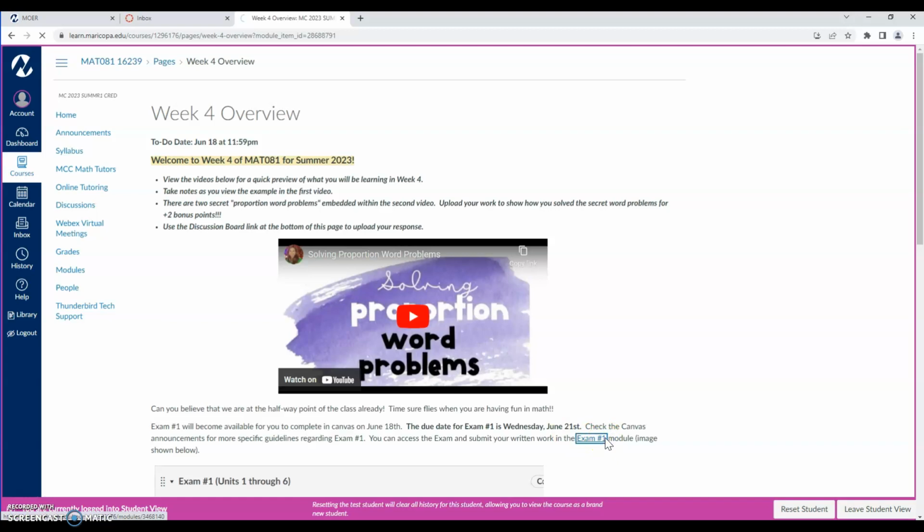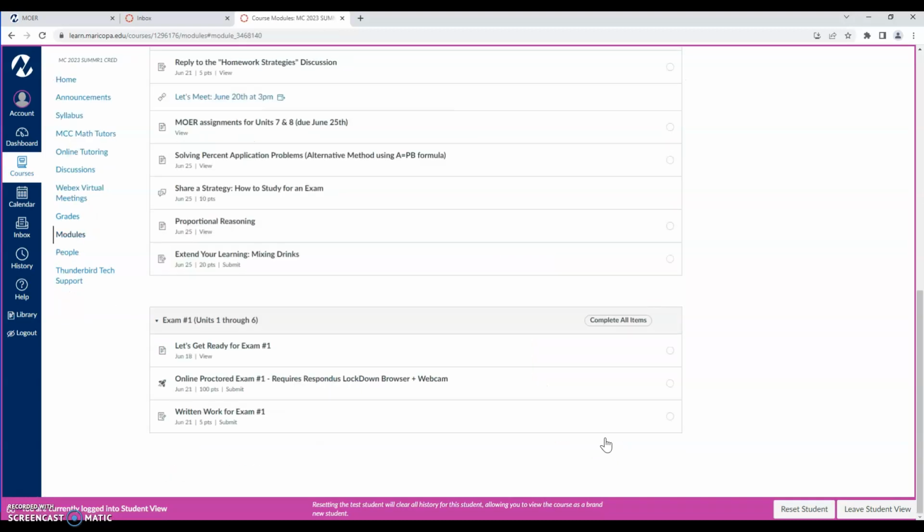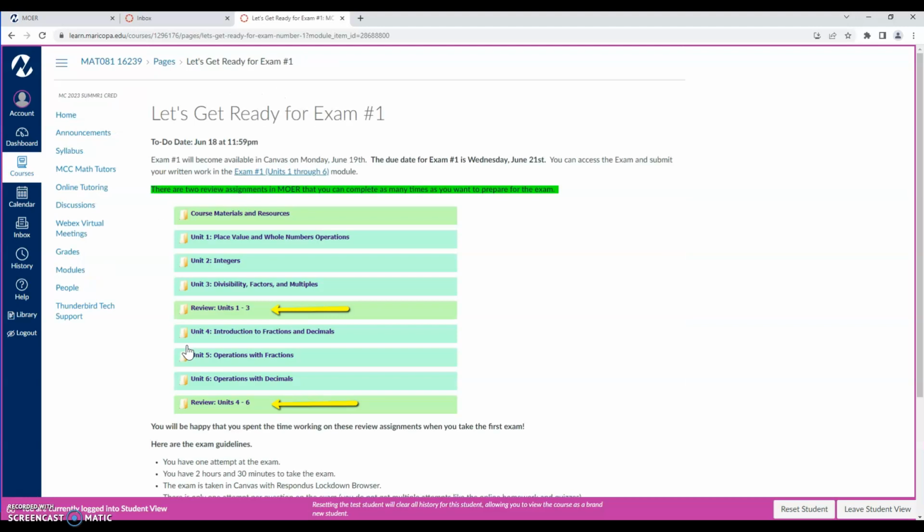If you go into the module called exam 1, you'll see that I have a page where you can read about everything you need to know to get ready for the upcoming exam. So exam 1 will be available Monday, June 19th, and the due date is Wednesday, June 21st. As soon as the exam is available on Monday the 19th, you have a few days until the end of the day on June 21st to complete the exam.